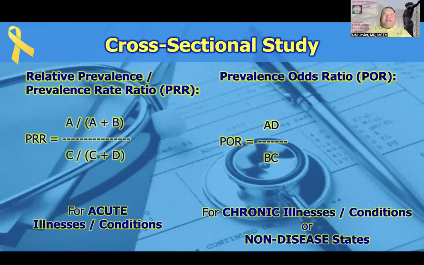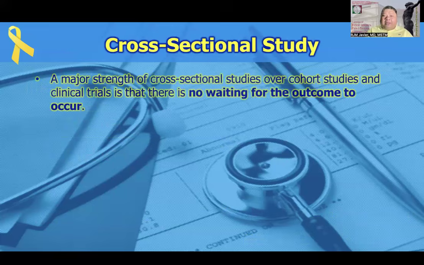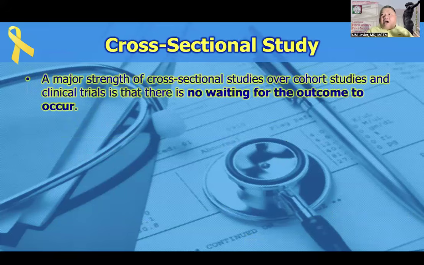If the outcome of interest, let's say breast cancer, develops over a prolonged period of time, or let's say poor quality of life, it's a non-disease state, or high level of burnout, it's a non-disease state, then we use your prevalence odds ratio. And just like in the past, we also interpret them the same, no? The way we interpret the odds ratio, the way we interpret your relative risk or your risk ratio, is the same interpretation for your prevalence odds ratio and your prevalence risk ratio.